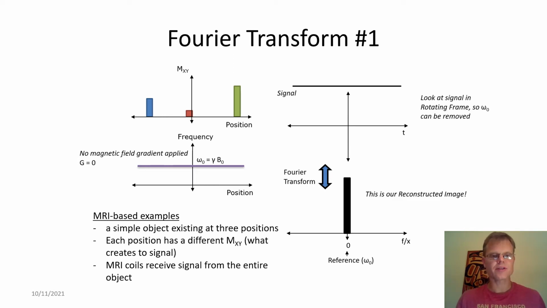And here's the initial case where we do not have any sort of magnetic field gradient. So all 3 different locations are resonating at the same frequency. They're actually resonating at omega naught, our Larmor wave frequency. And when we look at our signal, or demodulate it, as we call it, in the rotating frame, it just looks like a constant amplitude when we remove this omega naught component.